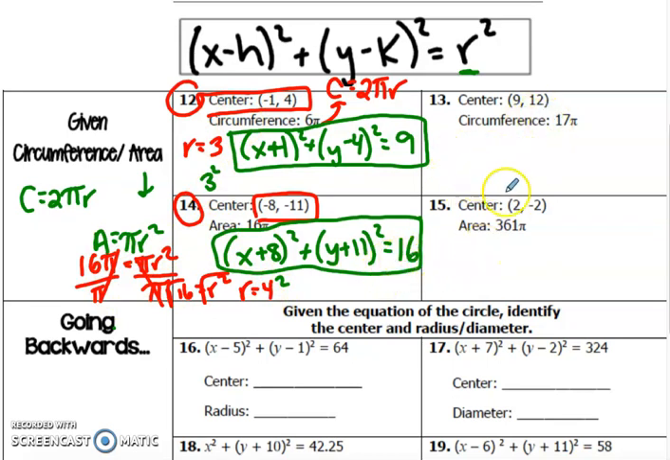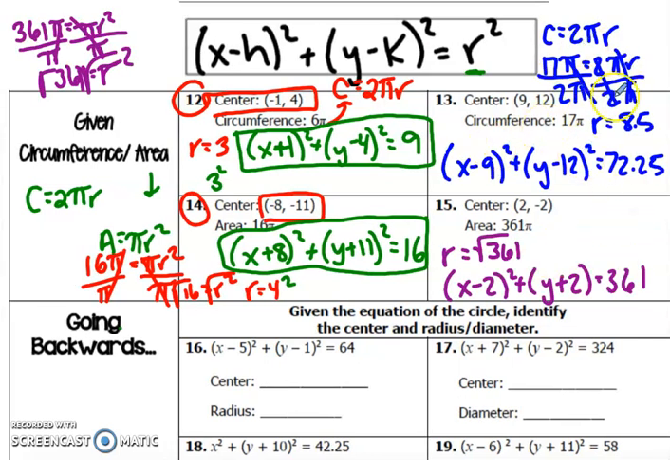So why don't you guys try 13 and 15? Very similar. Press pause, and then we will go over them together. So my work for 13 is up here. First, from the circumference, I found my radius. 17 divided by 2, which is 8.5. So it is okay to have a decimal. 8.5 squared is going to be 72.25. Again, change your signs in your equation.